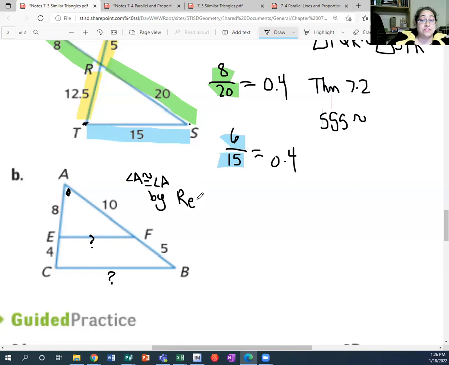Shout it out as soon as you know. Yeah, the reflexive property. Nicely done. Good memory. Or rather, good guessing playing Wheel of Fortune. The reflexive property lets you say a thing is congruent to itself. All right, so now I just need to get the sides.